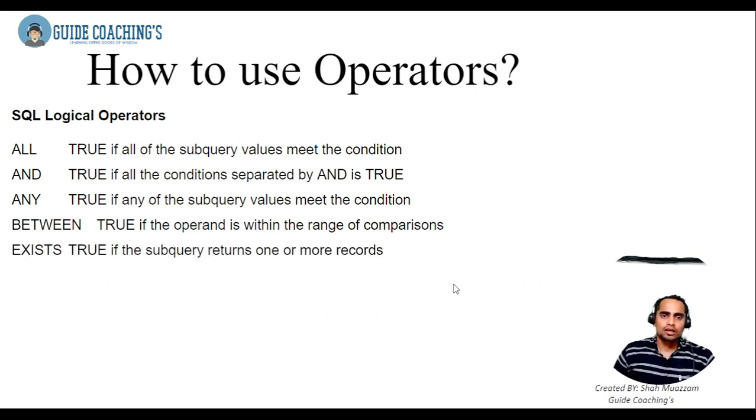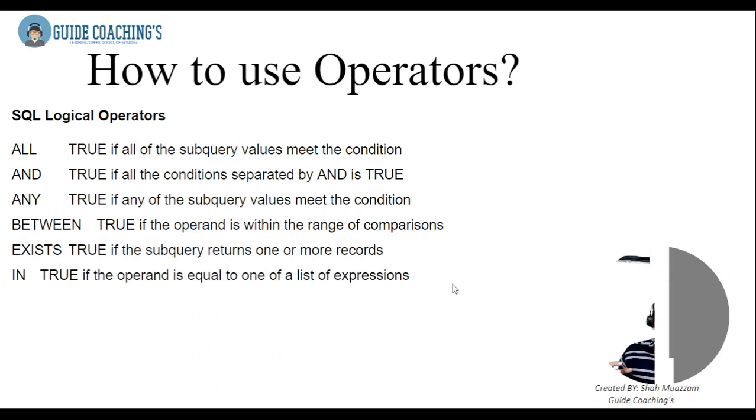Now the second one is exists. We have seen the example of exists in the revision of this video only. Exists checks the condition of the subquery, whether that particular value or condition is true or not, and if it is true, it gives the true result to the main query.